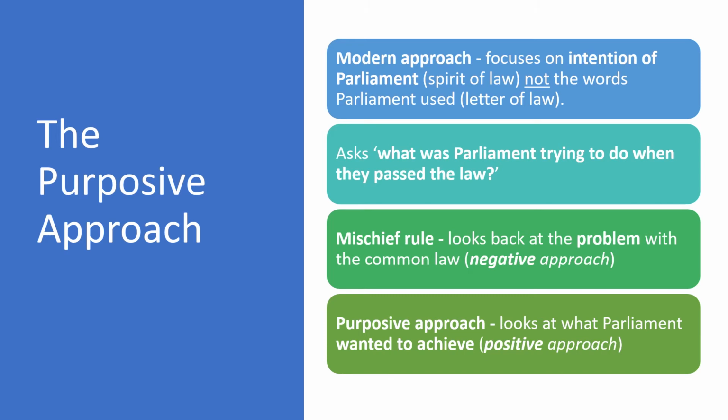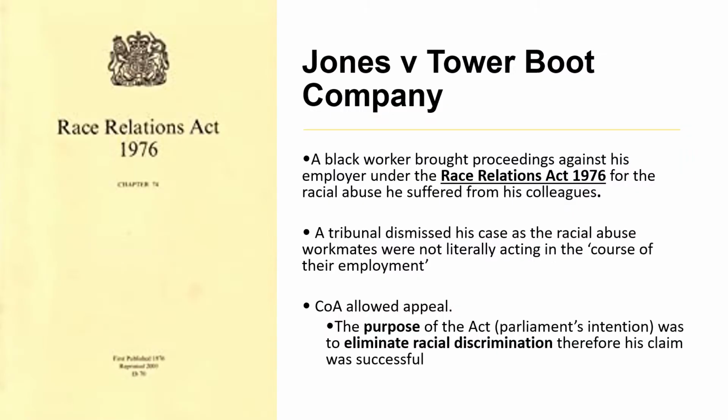Now, if we compare the mischief rule and the purposive approach, the mischief rule looks backwards. It looks at the problem with the common law, so this is a negative approach. Whereas the purposive approach looks at what Parliament tries to achieve, so it's proactive, it's positive. Let's look at some examples.